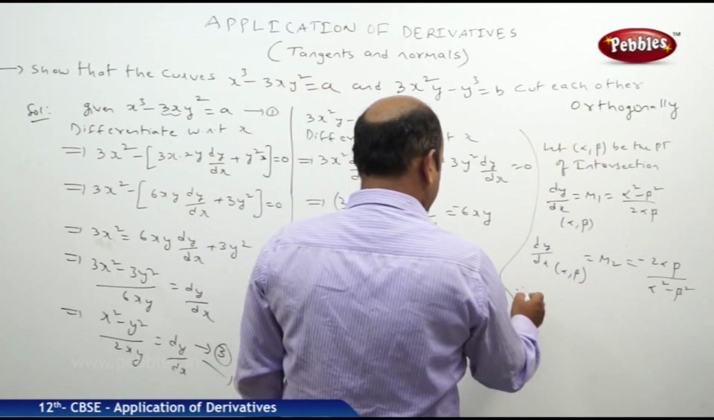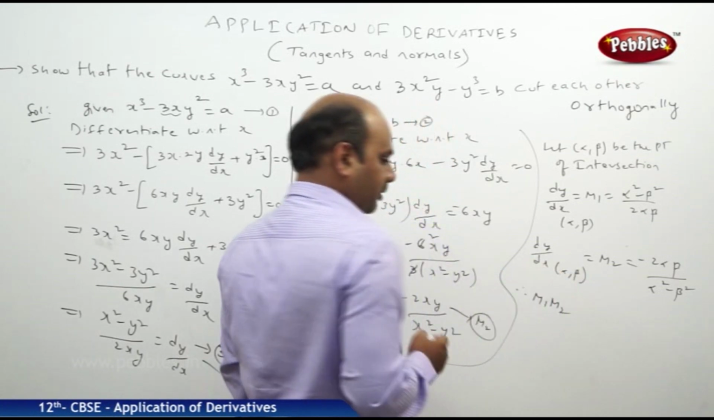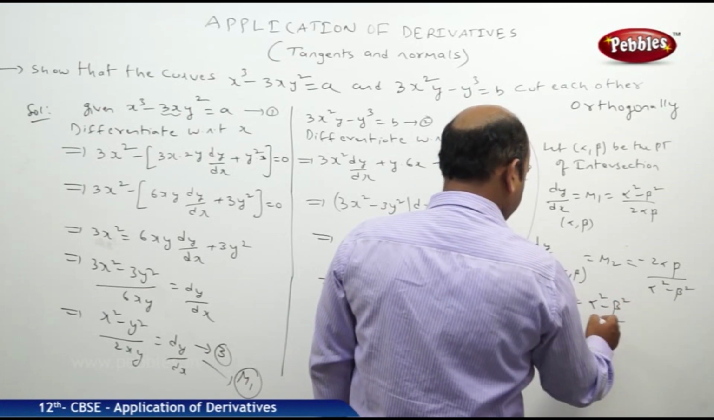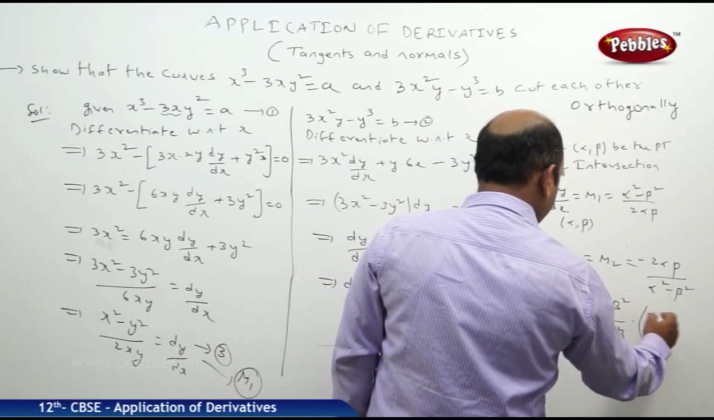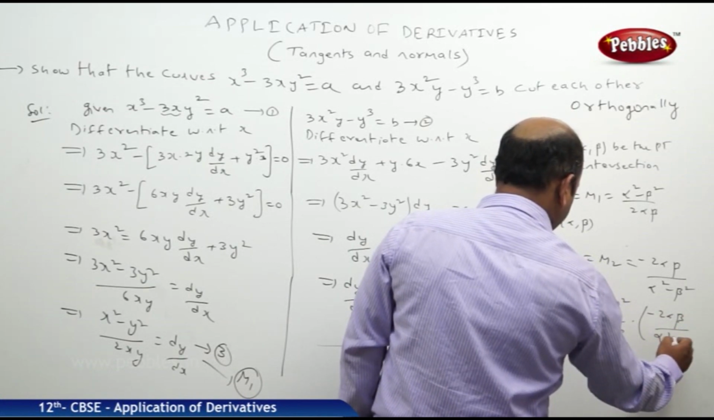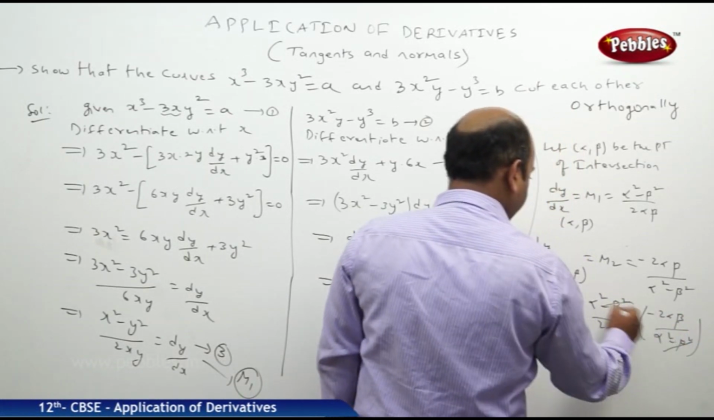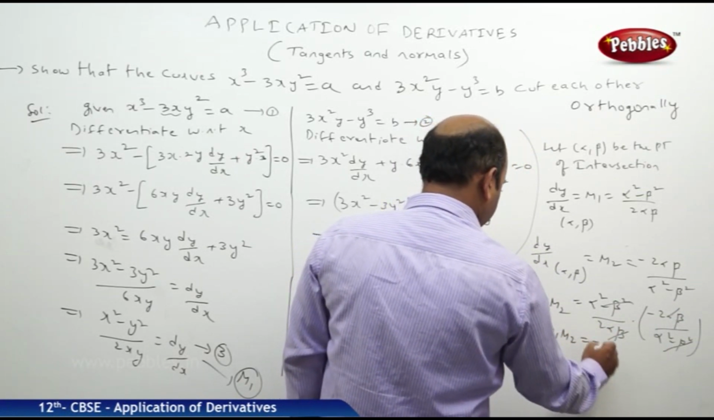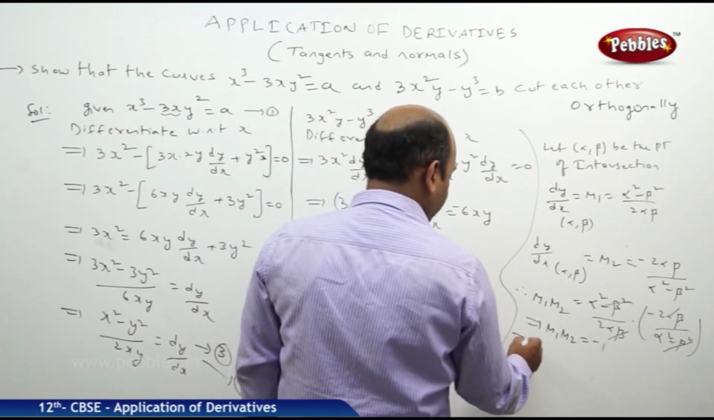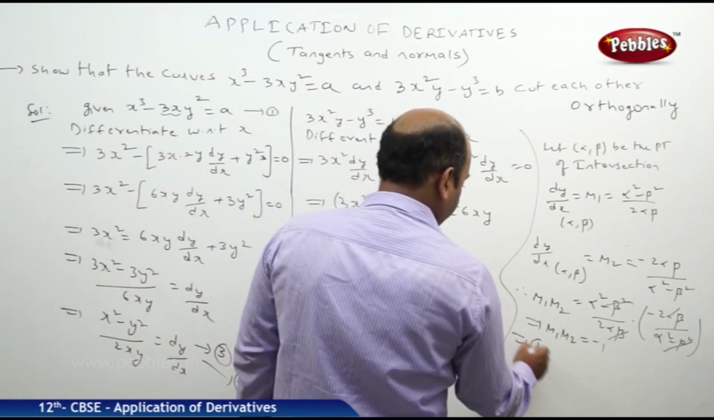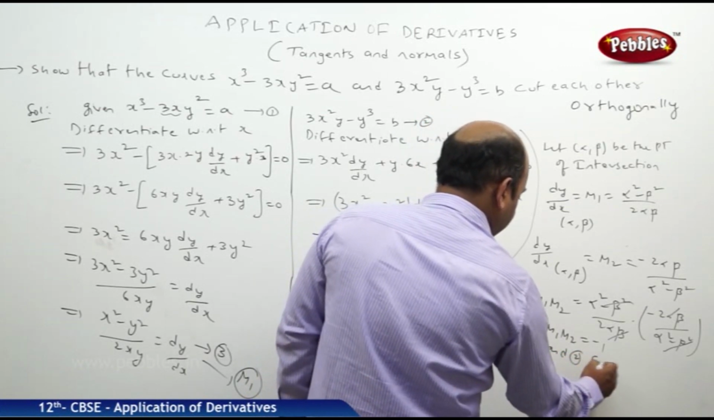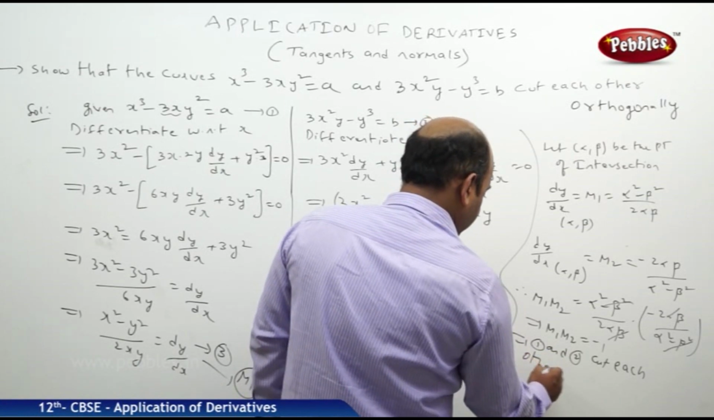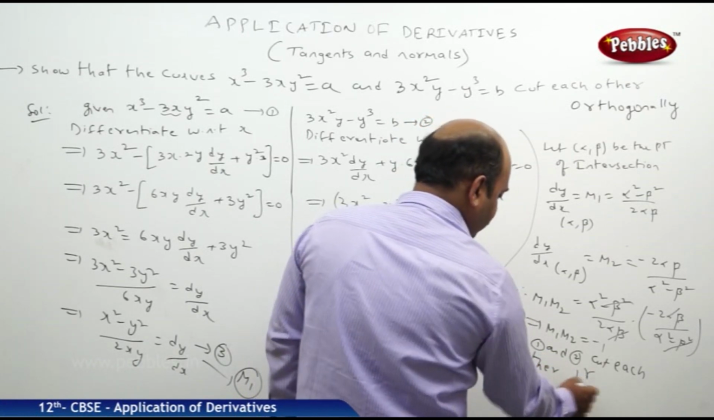Now I want to multiply m1 into m2. Alpha square minus beta square by 2 alpha beta, into minus 2 alpha beta by alpha square minus beta square. Everything gets cancelled, so finally m1 m2 equals minus 1. Therefore, what can we say? The two curves 1 and 2 cut each other perpendicularly or orthogonally. This is the symbol.